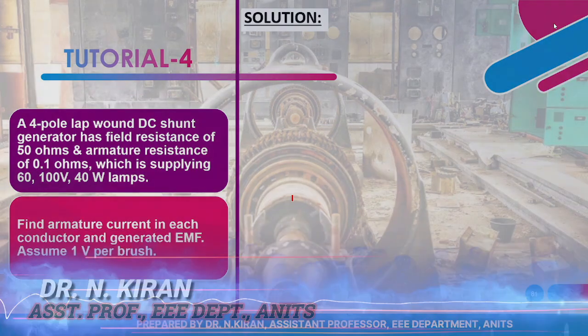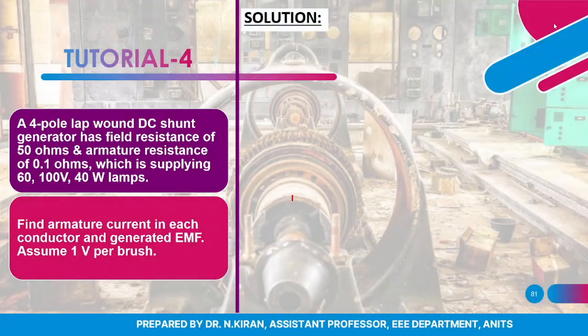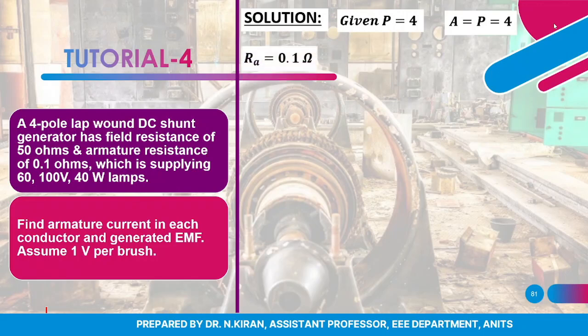Fourth tutorial: a 4-pole lap wound DC shunt generator has field resistance of 50 ohms and armature resistance of 0.1 ohms, which is supplying 60 100 volt 40 watt lamps. Find the armature current in each conductor and generated EMF. Assume 1 volt per brush. So given data, P is given as 4. Since it is lap wound, A is equal to P is equal to 4. Armature resistance is given as 0.1 ohms. Shunt field resistance is given as 50 ohms, and terminal voltage is 100 volt.